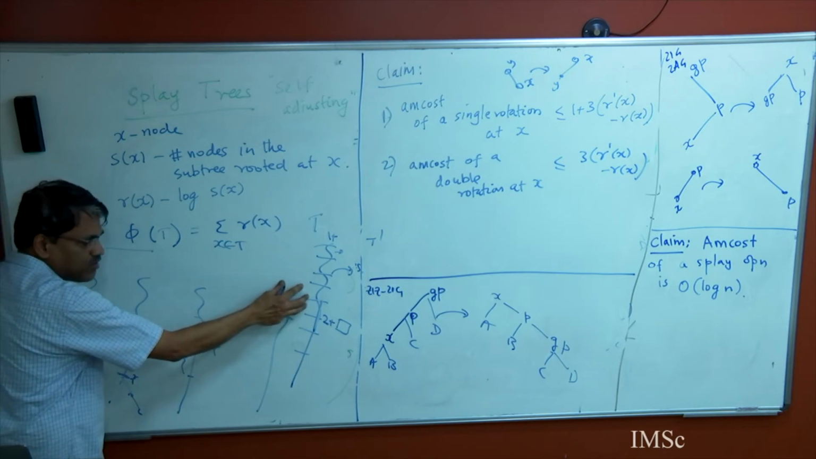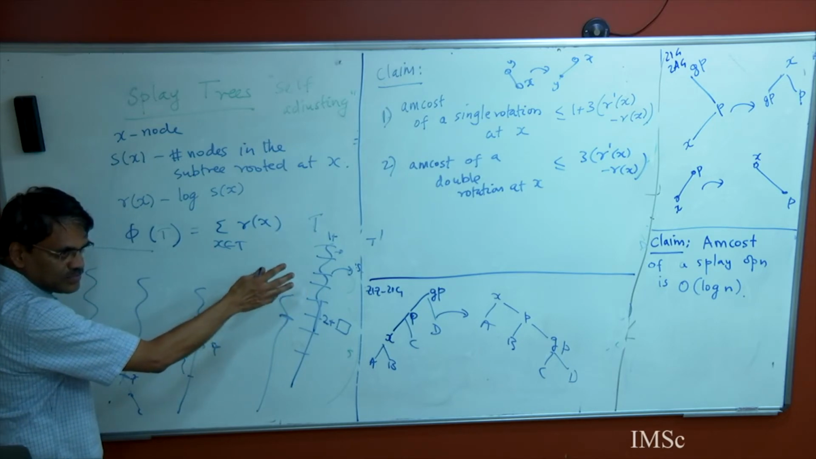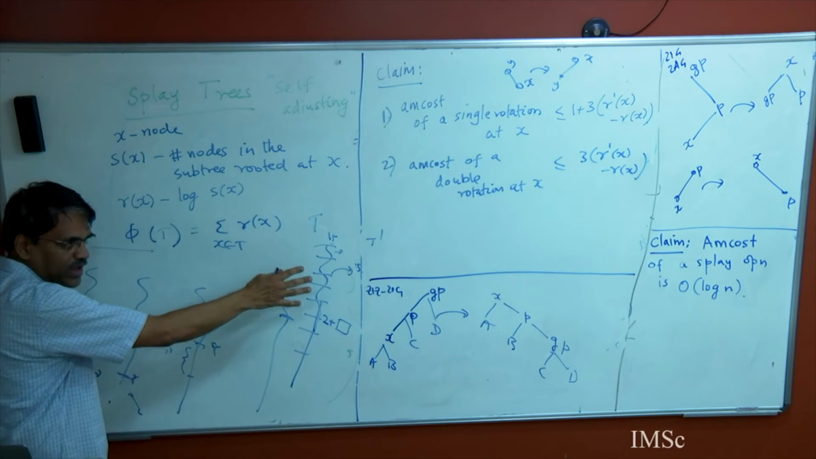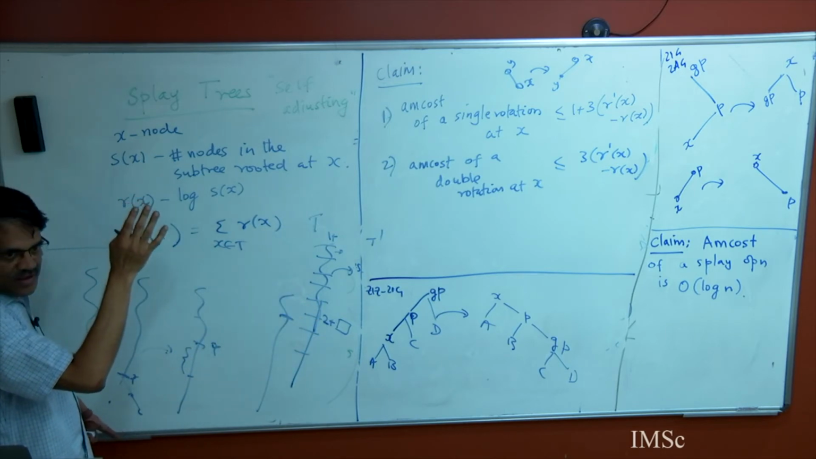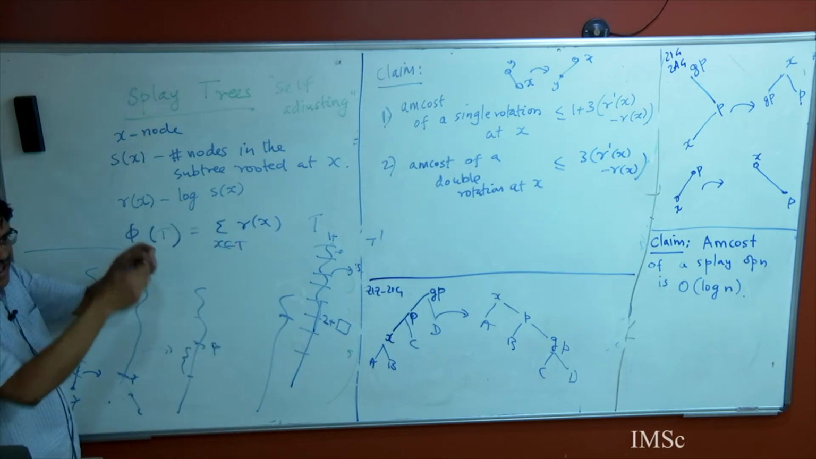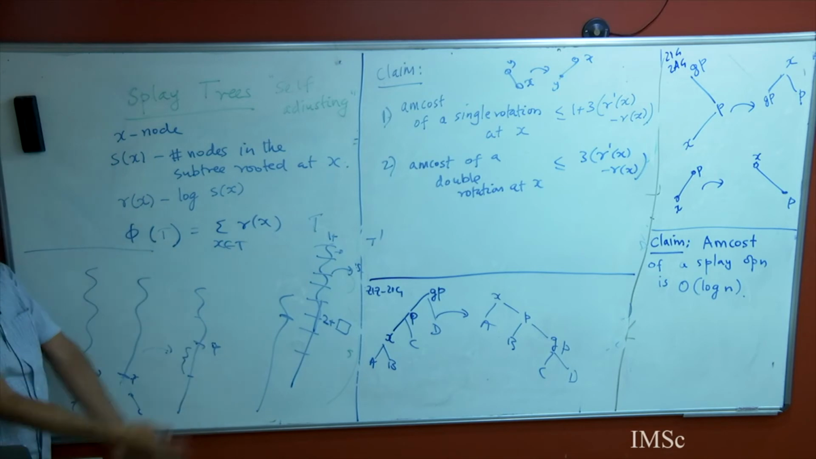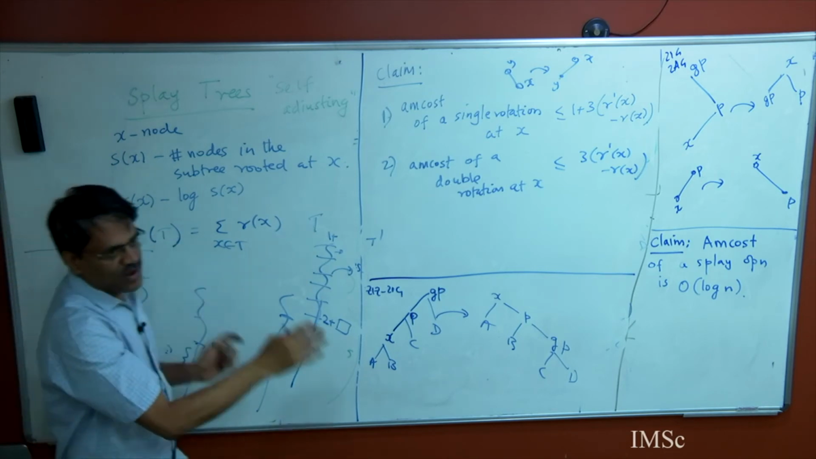Okay. What is the rank of this? X. The final tree, what is the rank of x? Yes. Log of s of x, and x has become the root. So it's at most 3 log n. That's it. That's all. So if I show this, I'm done.